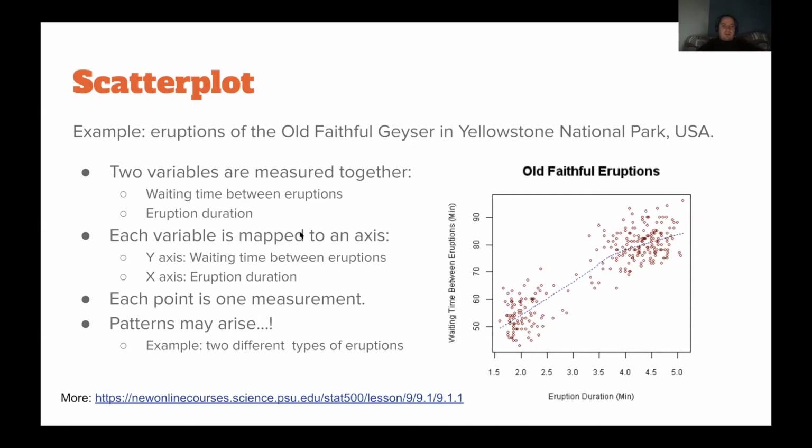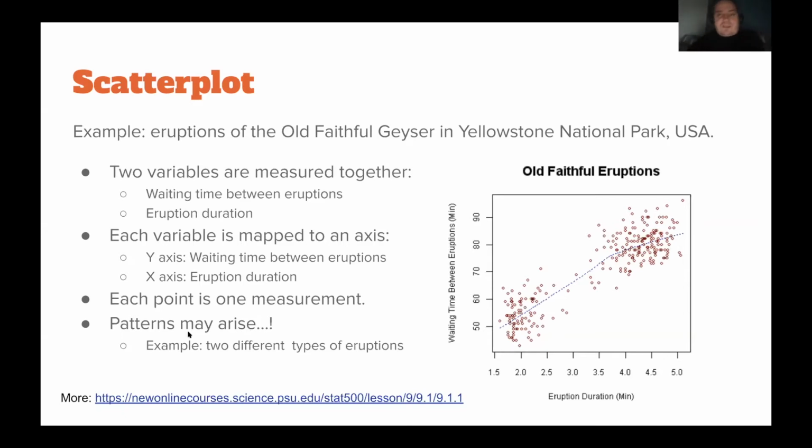So each variable is mapped to one axis. We have the eruption duration here on the x-axis and the waiting time between the eruptions on the y-axis, like this. And then you just plot a point, right? So first eruption, well, it took, I don't know, 52 seconds of waiting time, and the eruption lasted 1.6 minutes, right? So they just kept measuring and measuring. Each point is one sample that was measured two different ways, the waiting time and the duration.